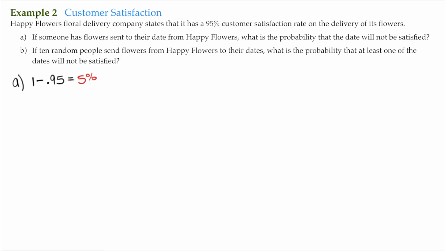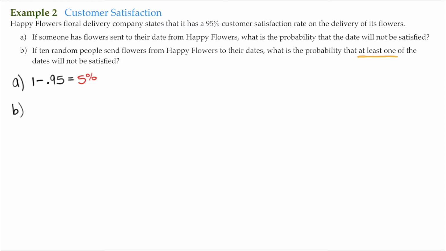For B, it states if 10 random people send flowers from Happy Flowers to their dates, what is the probability at least one of the dates will not be satisfied? So here we have this term again, at least one. So what does that mean? Well, 1 or 2, or it could be 3 or 4, or maybe all 10 are not satisfied.